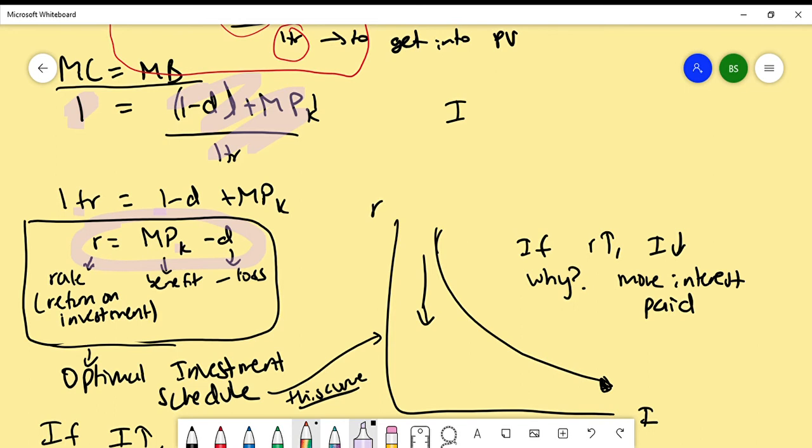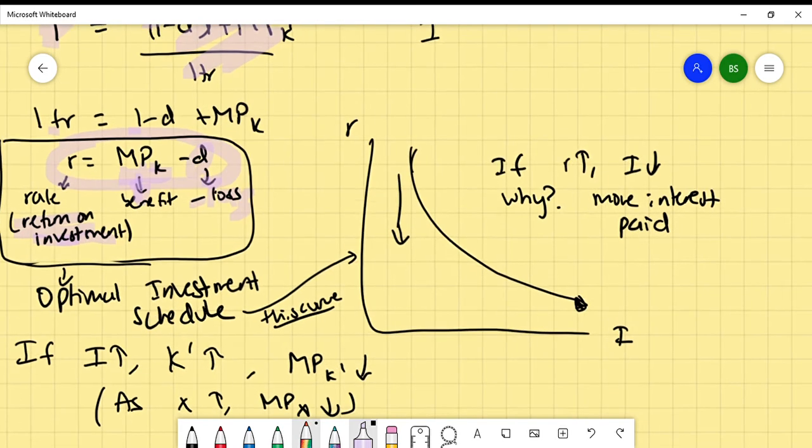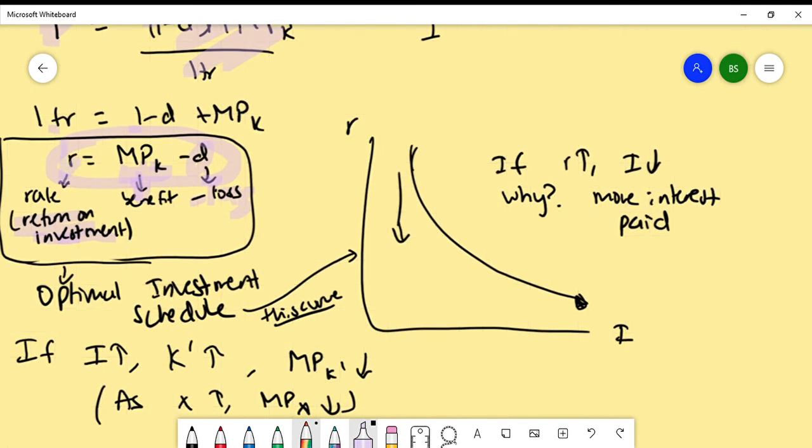And if you think of it as a return on investment, it kind of makes sense, because it's the benefit of the investment, the marginal product, minus the loss. Depreciation is a loss, the loss of the machine. So it's a net return kind of thing. So that's the rate of return, that's the R. That's how you calculate the R: it's just the MPK minus the depreciation rate.